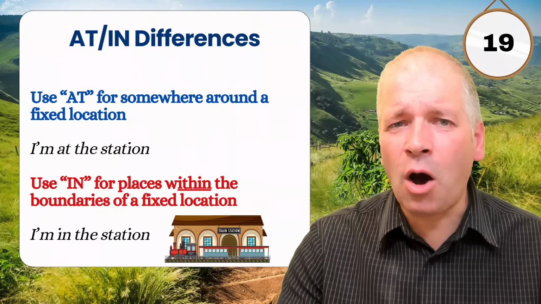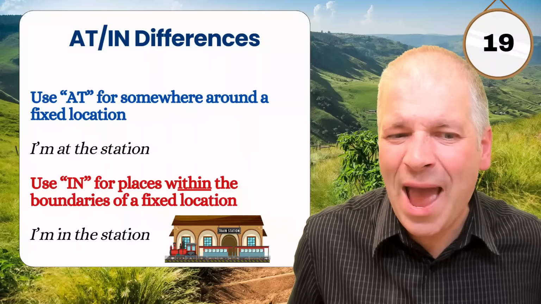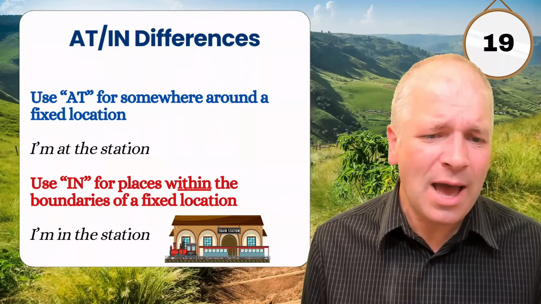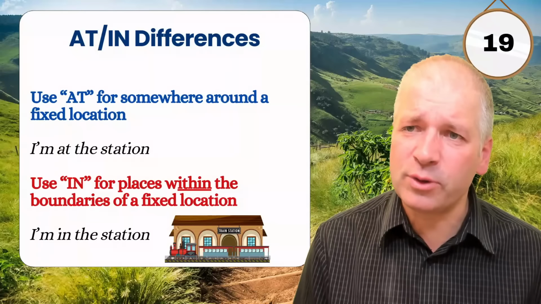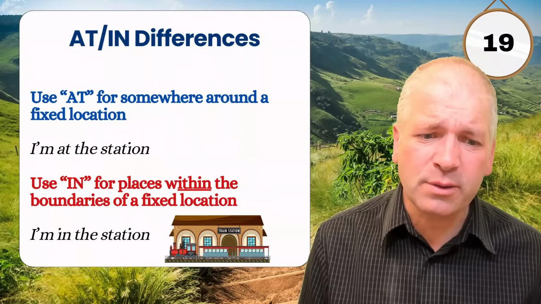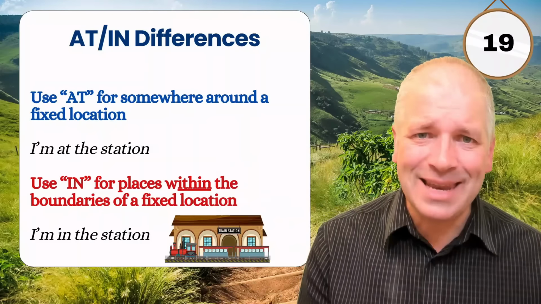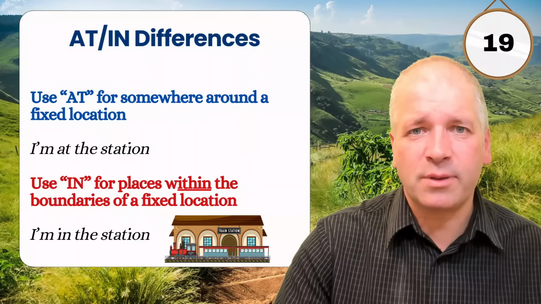At and in are often considered quite basic, but there are some differences that some people are not aware of. For example, at is used for when you're somewhere around a fixed location, and in is for places within the boundaries of a fixed location. So if you say, I'm at the station, you might be inside, but you just might be near. If you say, I'm in the station, then you're not outside.